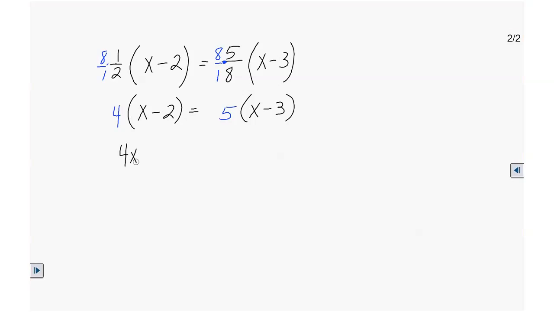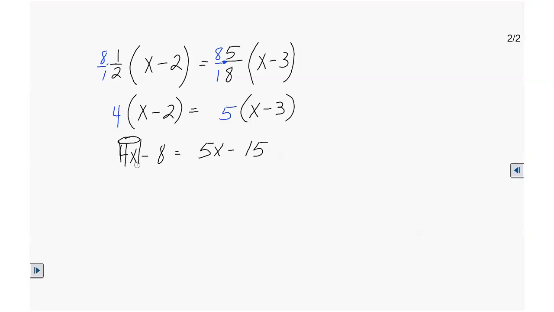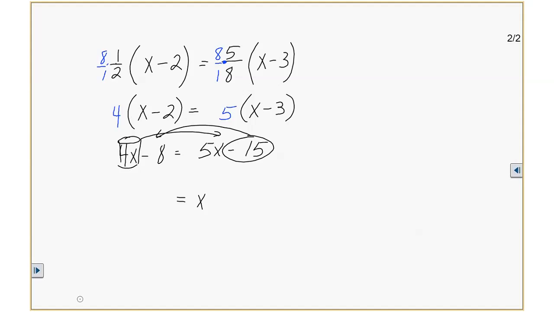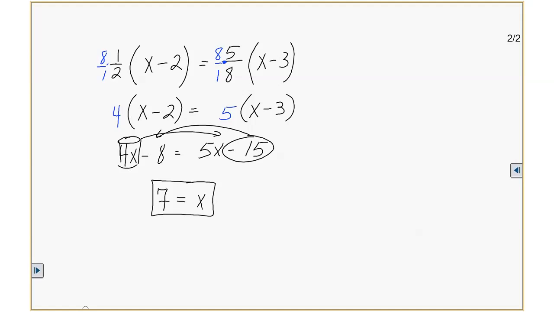4x minus what? Is equal to 5x minus, which one's the smallest bucket? So it goes across the river, it becomes x. 15 comes across the river, negative 8 plus 15 is 7, right? Yes. It's all about procedure. It's all about the method. It's all about the process.